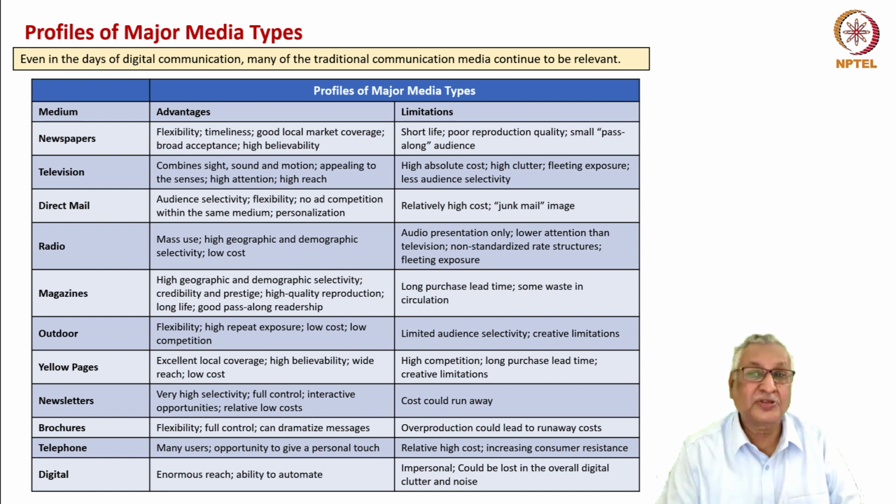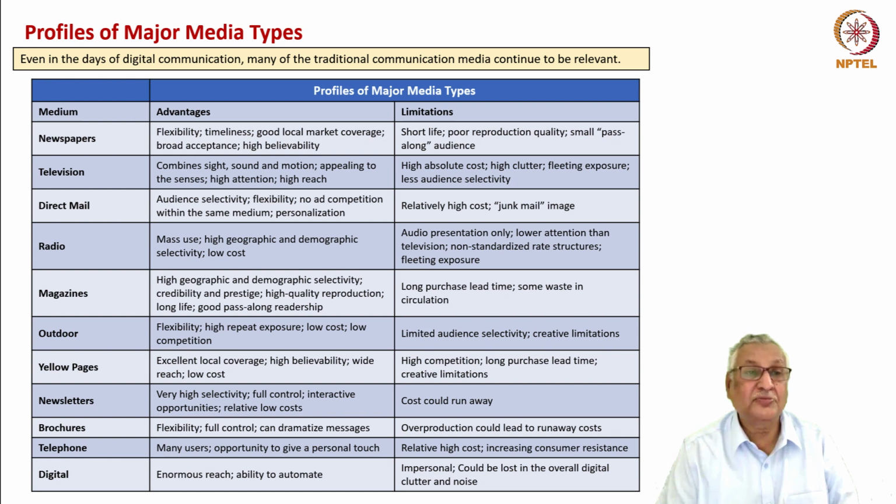In respect of newspapers which carry the print advertisement, it has flexibility, timeliness, good local market coverage, broad acceptance, and high believability. If you believe a newspaper, you tend to also believe the advertisement which appears in the newspaper. However, the limitations are in terms of the short life. The life of a newspaper is not long, it is just one day. And the reproduction quality may not be very high, and the audience tends to be pass along. It is not necessary that in a family everybody looks at the newspaper, whereas in a TV clip everybody may look at the TV clip.